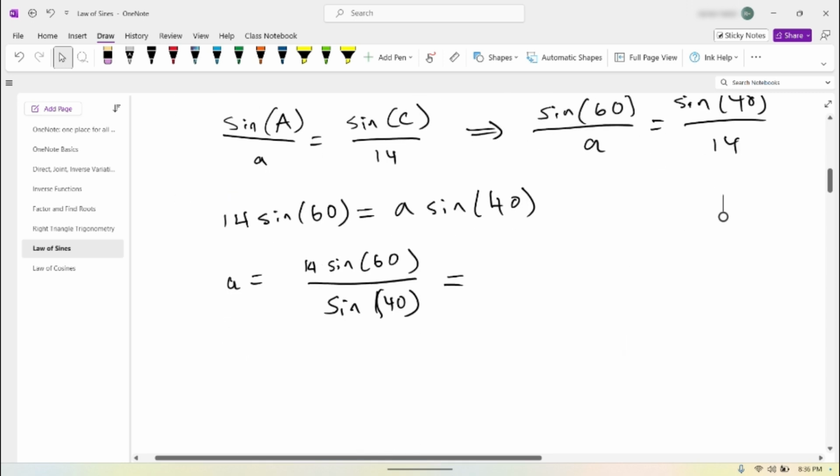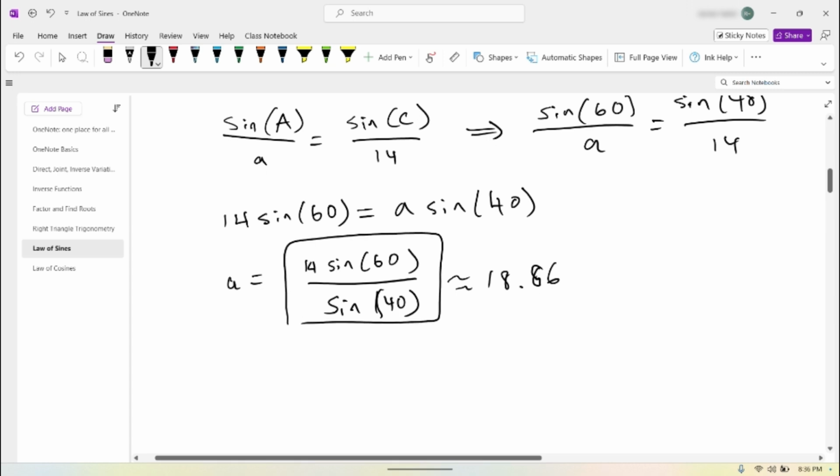So a equals, let's change the symbol, approximately 18.86. Notice I have an equality sign before because that is an exact answer, and this is an approximate answer. All right, so now I can solve for b.